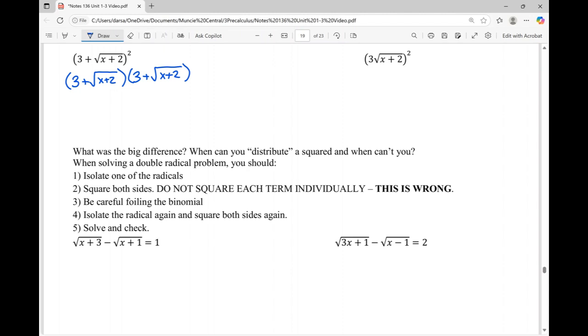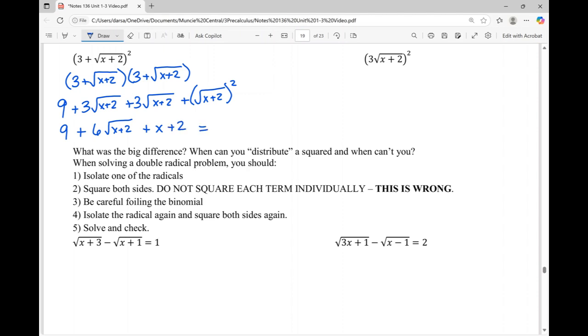Remember, insides multiply with insides, outsides multiply with outsides, but never multiply an inside with an outside. So binomial multiplication, we get 9 plus 3√(x+2) plus 3√(x+2), plus the square root of x plus 2 times itself, which is the square root of x plus 2 squared. Simplifying from here, we get 9, and 3√(x+2) plus 3√(x+2) is 6√(x+2). And the square root squared gives us an x plus 2 that's left.